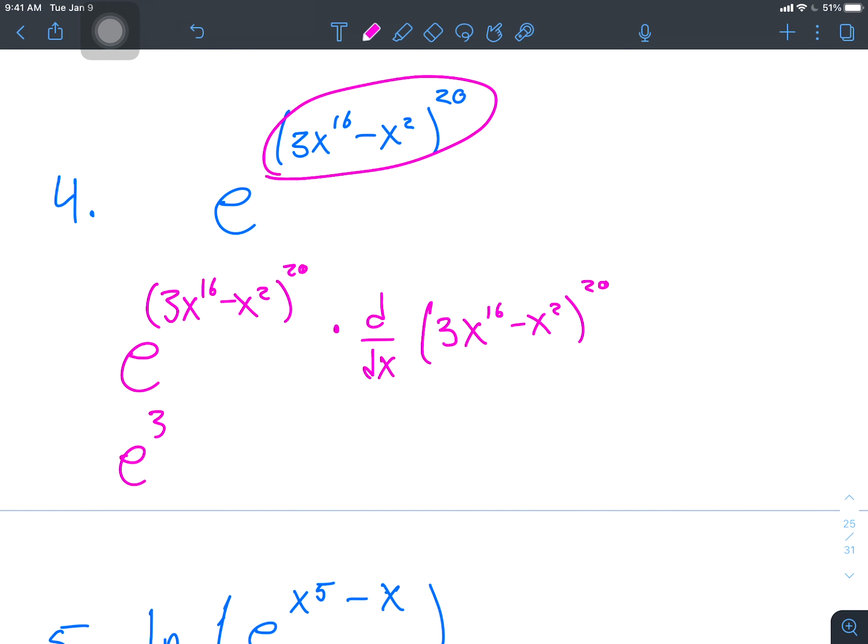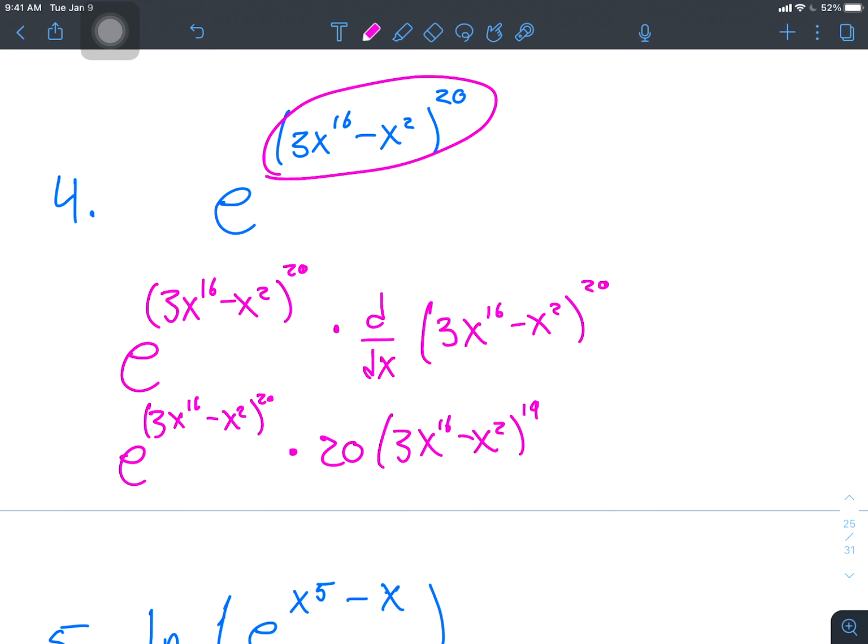So, to do the derivative of this one, I know that the outer function is the 20th power, right? And the inner function is the 3x^16 minus x squared. So to do its derivative, first I copy this, 3x^16 minus x squared, all to the 20th power. And now I'm gonna write the derivative of that, which I have to do using the chain rule again. So when I do its derivative, I get 20 times what was inside before, I don't change that part, to the 19th power.